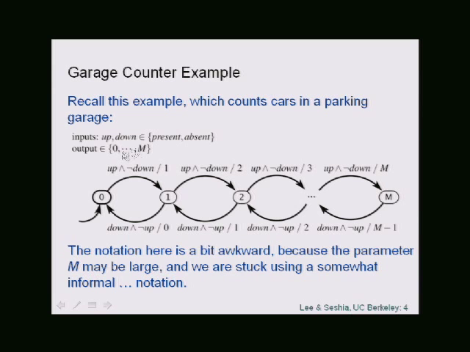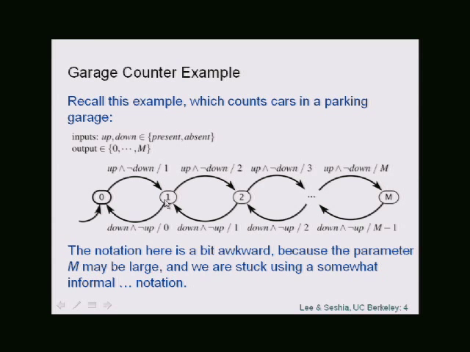Here we haven't explicitly given it a name, but the value of the output is indicated on the right-hand side of the slash. So with this notation, you have m plus 1 states. Each state corresponds to a particular number of cars being in the garage. And to remind you, we write the guard as a Boolean expression. So this is up and not down, and this means that the up signal is present and the down signal is absent. When that's true, you have a car coming in and no car going out, so you make a transition, you increment the count and move to the next state.